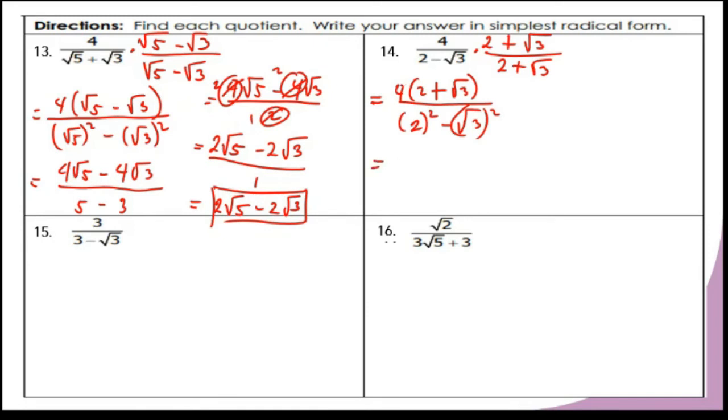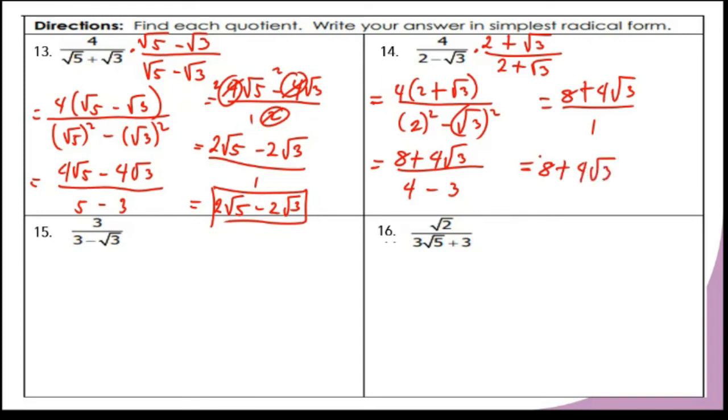So I will now multiply the given numerator. So that is 2 times 4, that is 8. And 4 times square root of 3 is 4 square root of 3, all over the square of 2, which is 4, minus the square of square root of 3, which is 3. Moving further, that is 8 plus 4 square root of 3 all over 4 minus 3. 4 minus 3 is 1. And the final answer now will be 8 plus 4 square root of 3. That is the final answer.